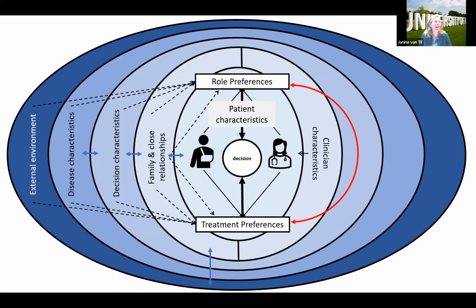For some factors, I could think of examples where there might be, but I could also think of examples where actually decision characteristics or disease characteristics might be more important than family factors. So I think it really depends on the characteristics what the hierarchy would be, and it's not so much that this is always the case in every decision. This order.